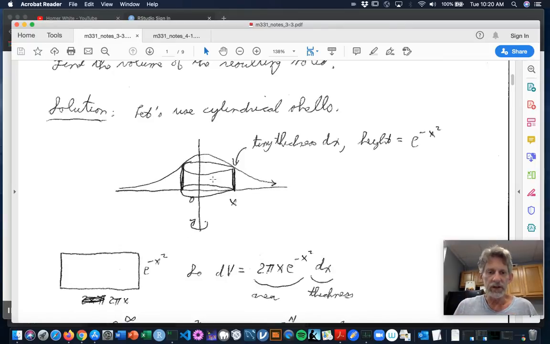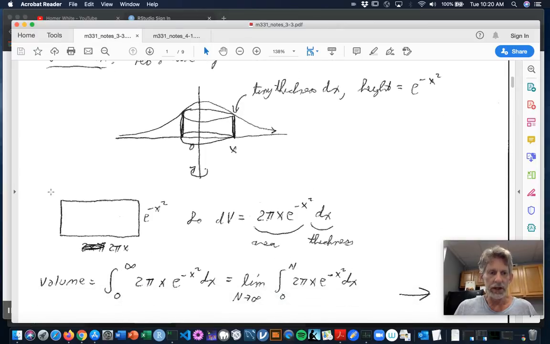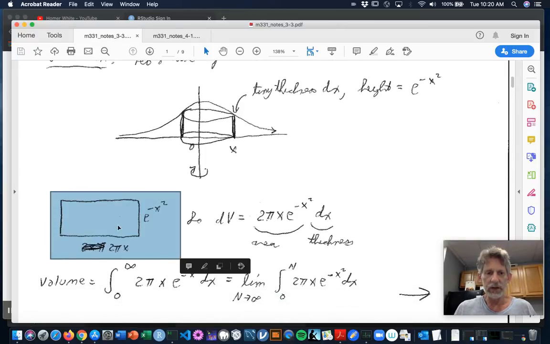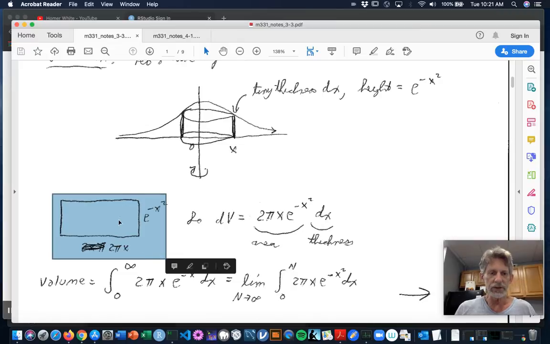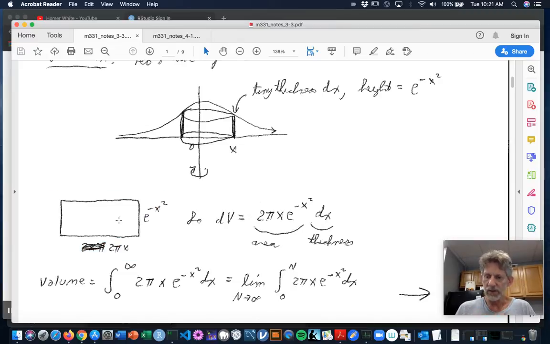And if we were to take that shell and maybe take a pair of scissors and snip vertically somewhere along it and roll it out flat and just look at it head on, then we'd be looking at a rectangle like this. And because the circumference of the circle, 2 pi times its radius, is 2 pi x, and the height of the shell is e to the negative x squared all the way around, then the face is that rectangle with those dimensions. You don't see the dx thickness because you're looking at it head on, but it's there.